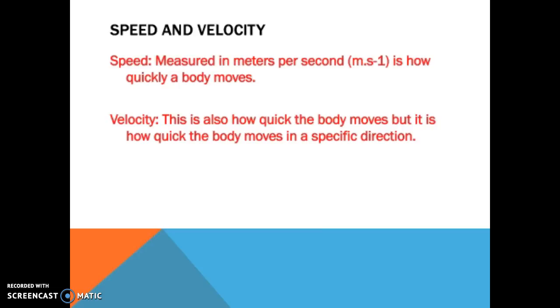The velocity is also how quick the body moves, but it's in a specific direction. So what this means is it's also measured in meters per second, and it's calculated using the equation velocity equals displacement divided by time, because it's about direction. This is useful in a basketball rebound because it can be used to work out what the player's velocity is when they're running up to catch the rebound.